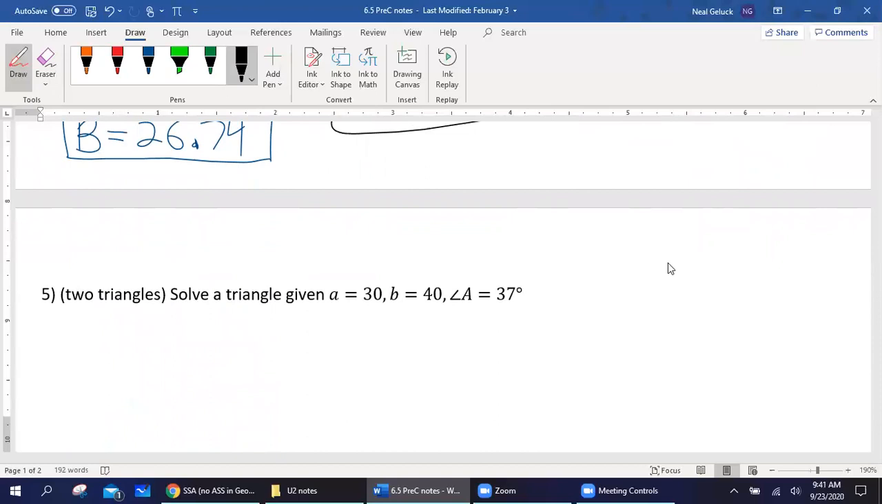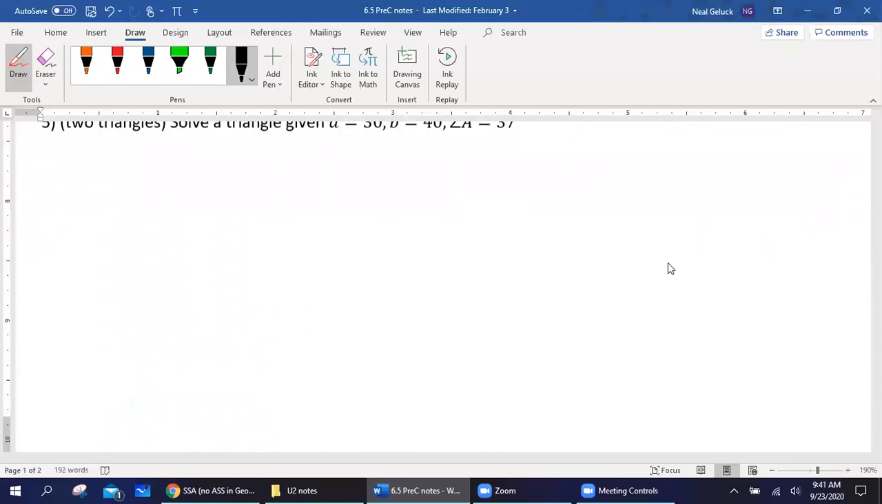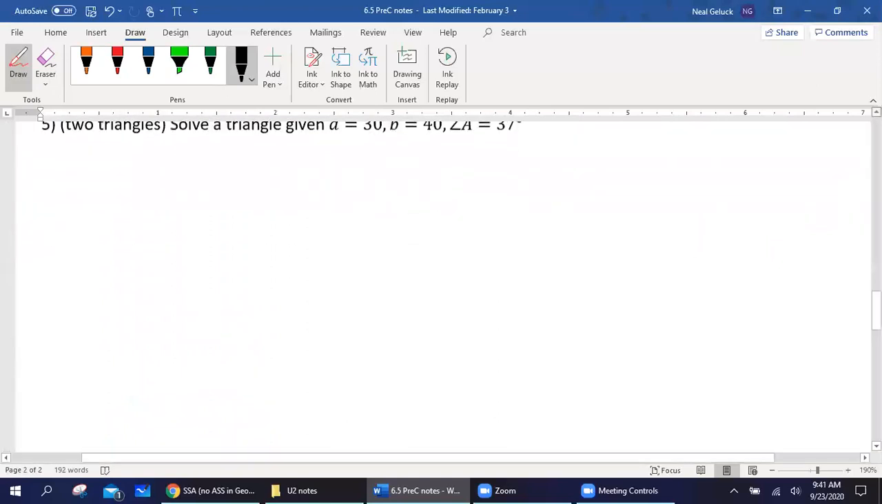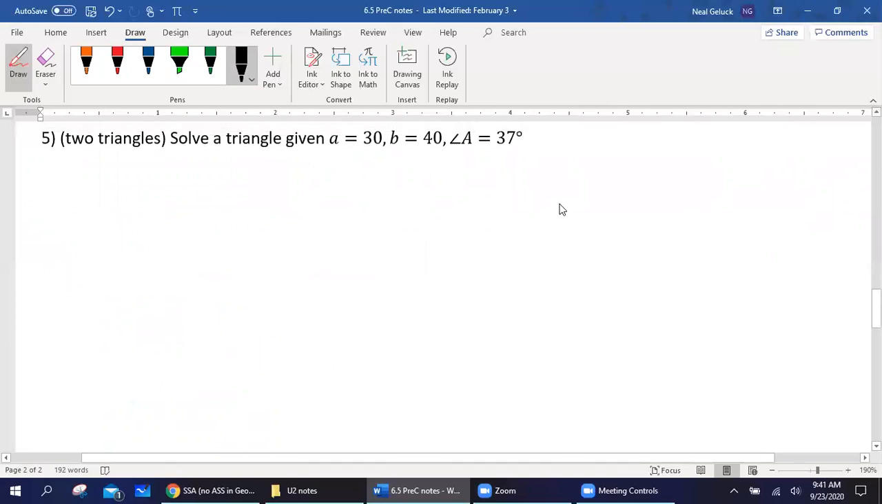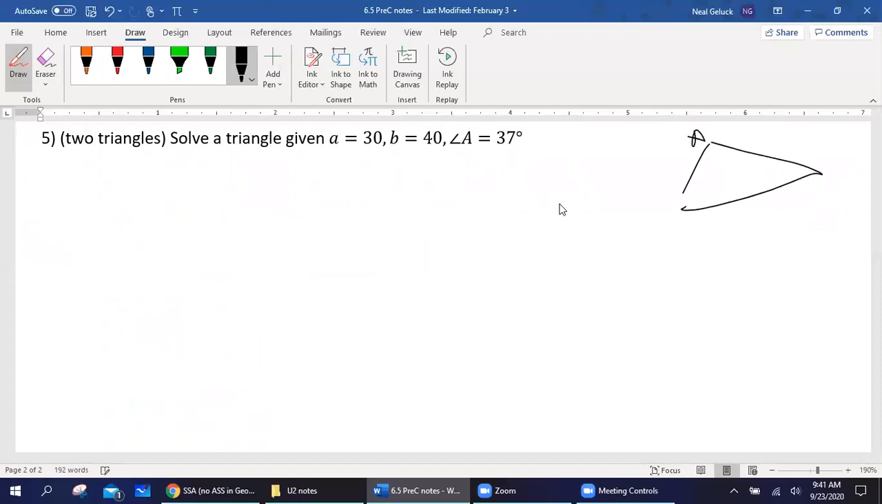The last case is two triangles. So we still started off the same. Draw myself a little triangle.